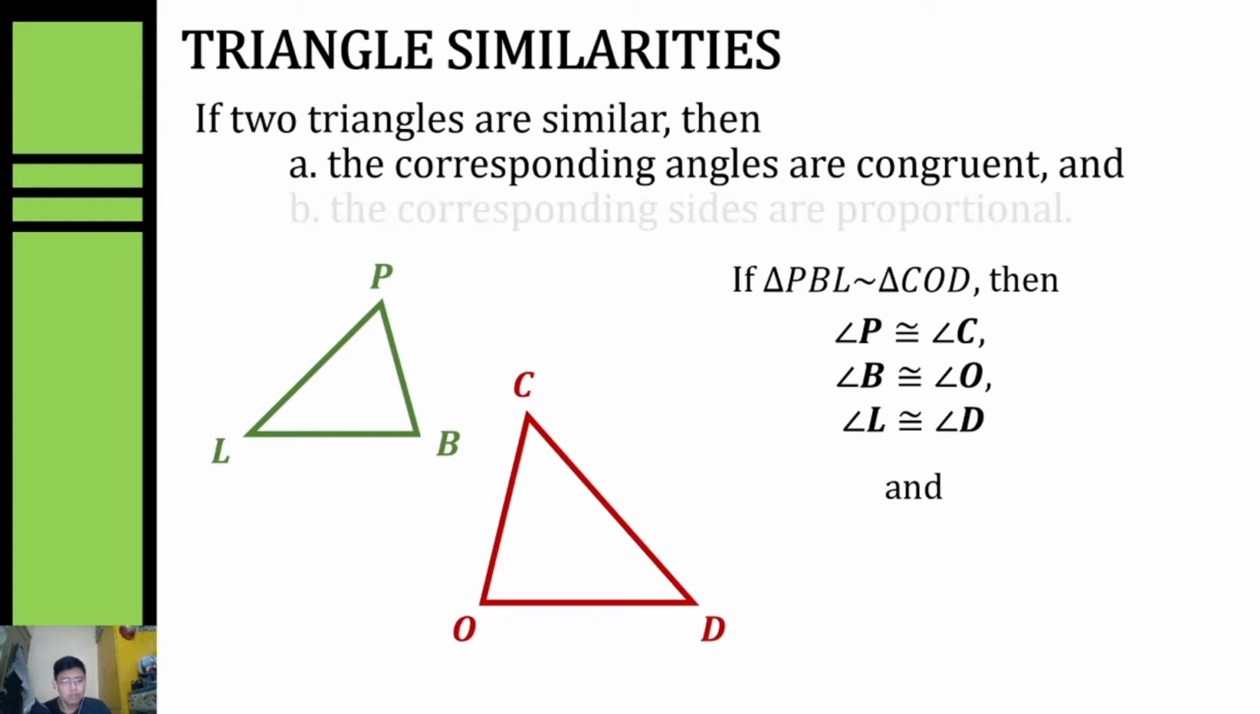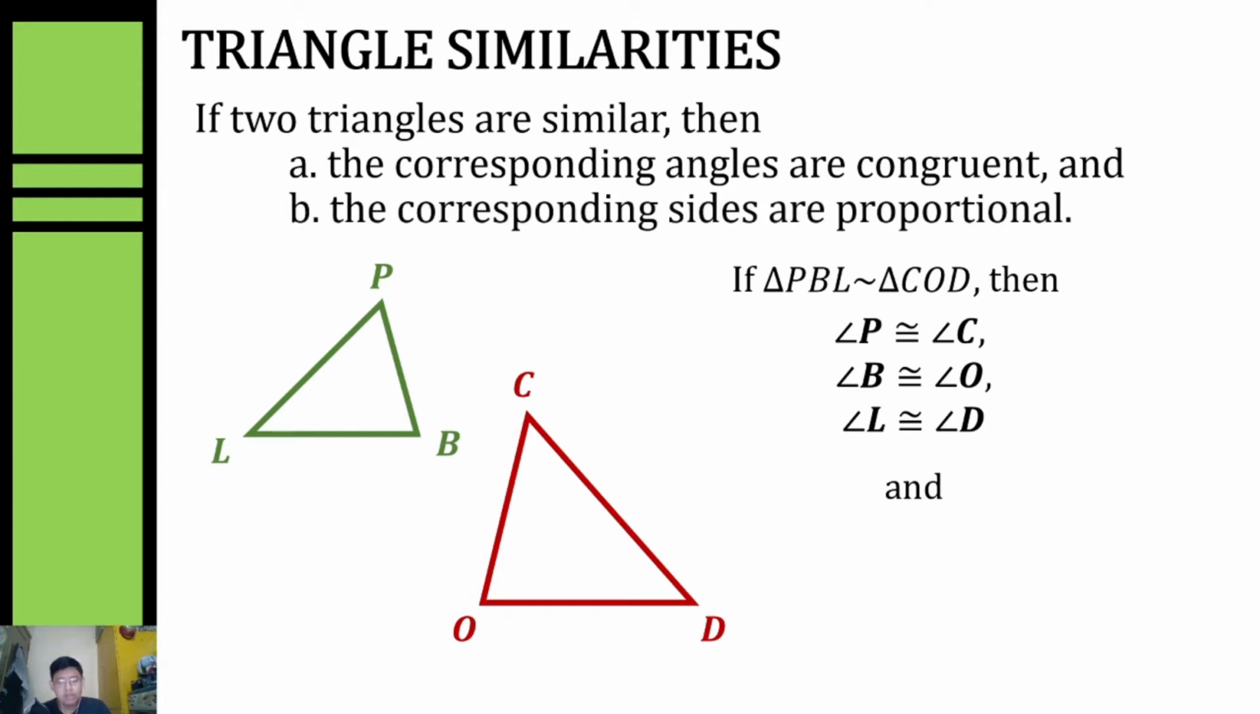And another condition will be the corresponding sides are proportional. So we will make a ratio of our corresponding sides and formulate an equation based on the sides of our similar triangles. So we will have this equation: PB over CO is equal to BL over OD is equal to PL over CD.